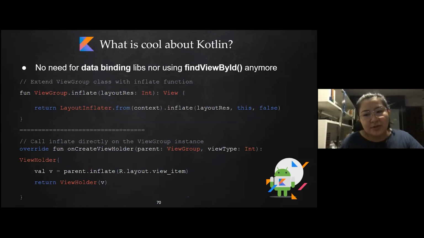In Java we used to write the method findViewById. If we want to find, for example, a button or a view, we need to find this view by ID, and it takes longer code. But in Kotlin, as you can see, we can just directly call the ID, and it's shorter and easier to read. Can we go next?